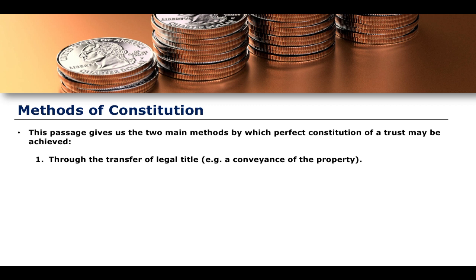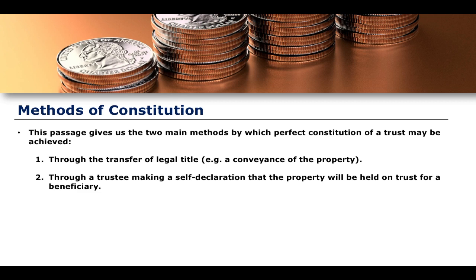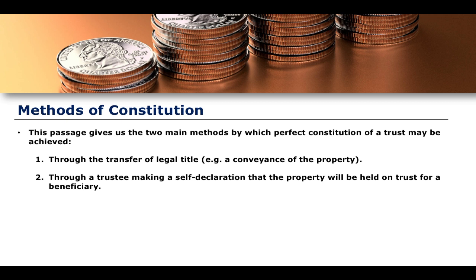The first of these methods is the transfer of legal title, which was an issue in the example from the previous lesson, i.e. the conveyance of property. When we think about the transfer of legal title, we are going to have to look at the ordinary law of personal property, as well as some law related to intellectual property, or even land law, conveyancing through the process of transferring a property in land. These are the first methods by which a constitution can be established for the trust: the transfer of legal title. The second method is through a trustee making a self-declaration that the property will be held on trust for the beneficiary. So these are the two ways in which this will take place.